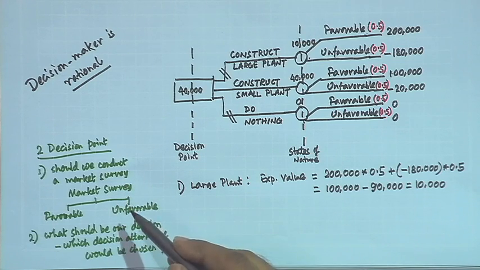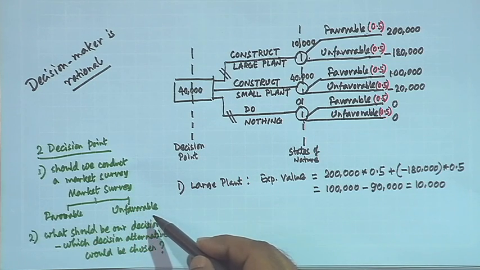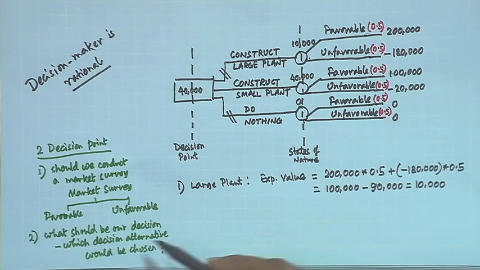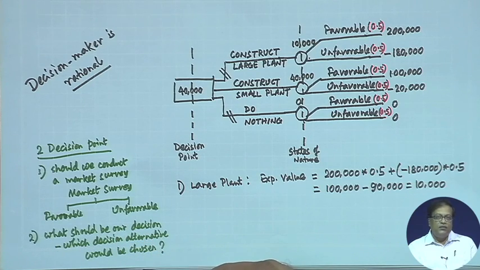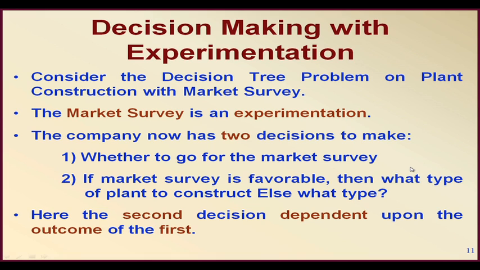If we do a market survey, the result could be favorable or unfavorable. What should be our decision if the market survey is favorable or unfavorable? Look at the slide. For this decision problem, the plant construction with market survey, the market survey is an experimentation. The company has two decisions to make: whether to go for the market survey, and if the market survey is favorable, what type of plant to construct, else what type. Here the second decision is dependent upon the outcome of the first.